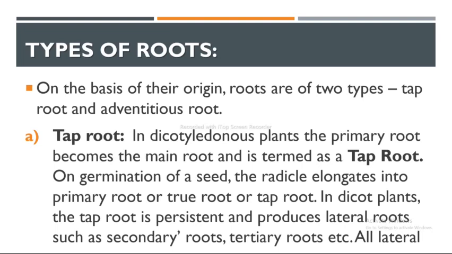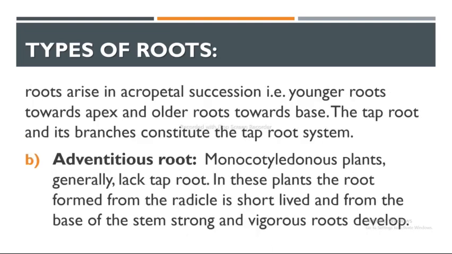In dicot plants, the taproot is persistent and produces lateral roots, such as the secondary roots, tertiary roots, etc. All lateral roots arise in acropetal succession, which means the younger roots are towards the apex and older roots are towards the base. The taproot and its branches constitute the system which is known as the taproot system.